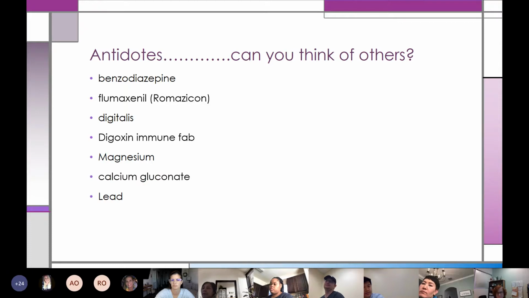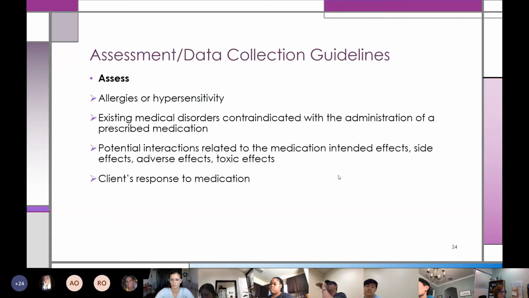And lead poisoning. You might see that with inhalation therapy. They call it succimer. That's the antidote for that. There may be others. So as you are reviewing your medications, if there's one that pops out that says you really need to know this antidote, I recommend that you know them. Okay. All right.